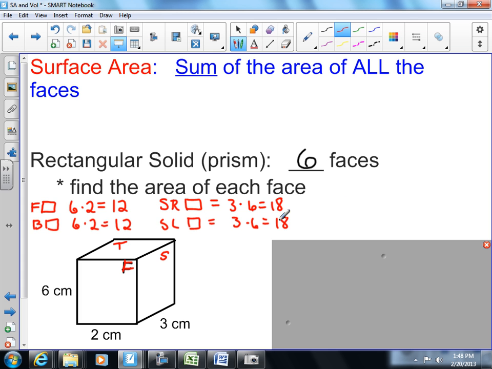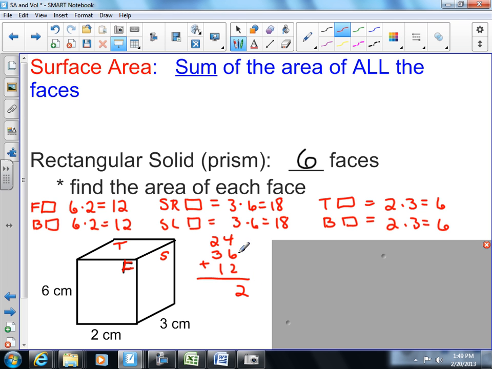And then now we're ready for the top and the bottom. So we have the top, which is a rectangle, and the dimensions are, and I usually trace it, a 2 by 3, which is 6, and then the bottom would be the same, a 2 by 3, which is 6 as well. Okay, now to find my surface area, what do I do with all those? Add them up. Okay, I'm going to put a 24 plus 36 plus 12, 72, and my label will be squared centimeters.